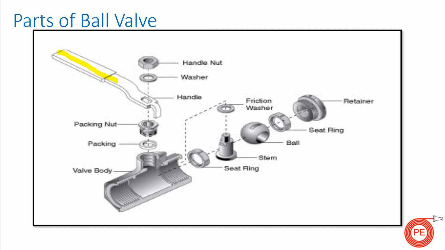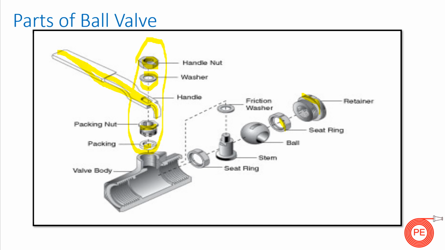This part is the handle, which is the outside part, and it is moved to control the valve. It is used to either turn the valve on or off. These are some accessories. This is the handle nut, so that our handle can be placed at a position. This is a handle washer. This is a packing nut. This is a packing. All these nuts and washers are used to set the handle or to seal the handle. This is a retainer which retains the ball.